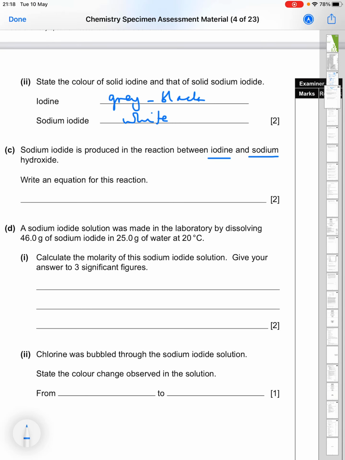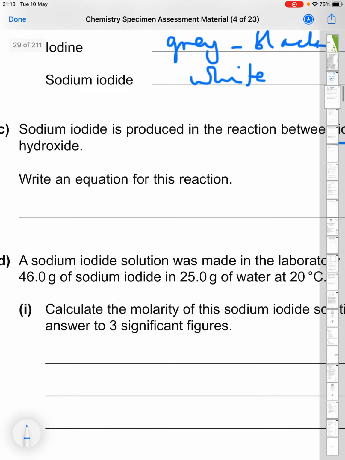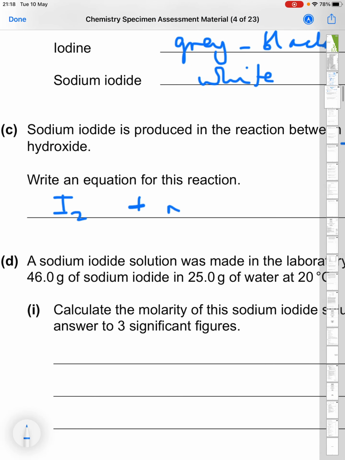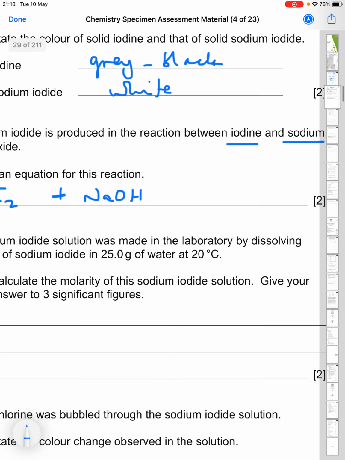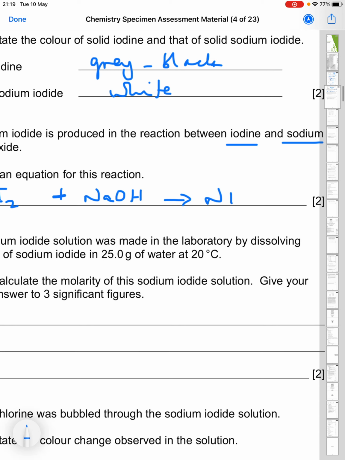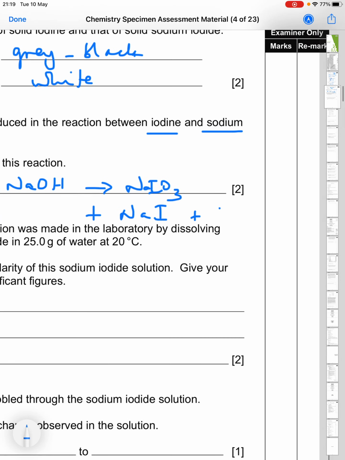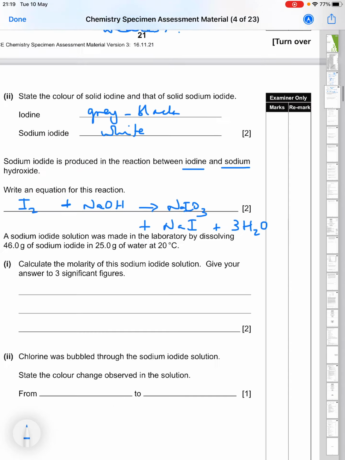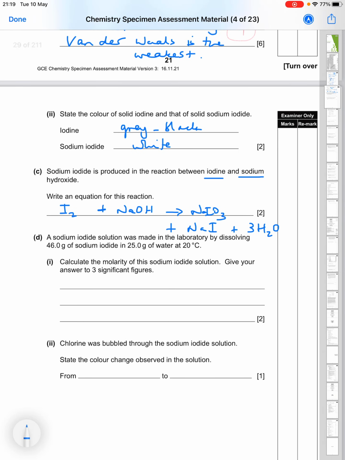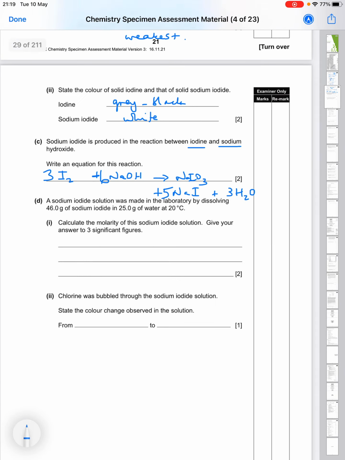Sodium iodide is produced in a reaction between iodine and sodium hydroxide. Write an equation for this reaction. So iodine's diatomic I2, sodium hydroxide NaOH. That's going to give us the sodium iodate NaIO3, sodium iodide NaI, and water. Oh, I'm giving it away. I've balanced it on a page before I did this. So when you balance it, it's 3I2, 6 NaOH, and 5 of the NaI.